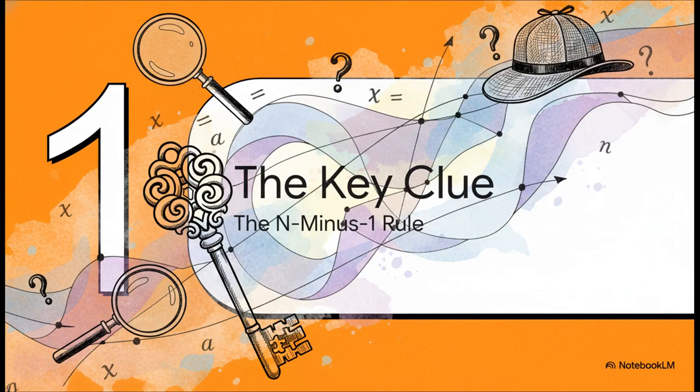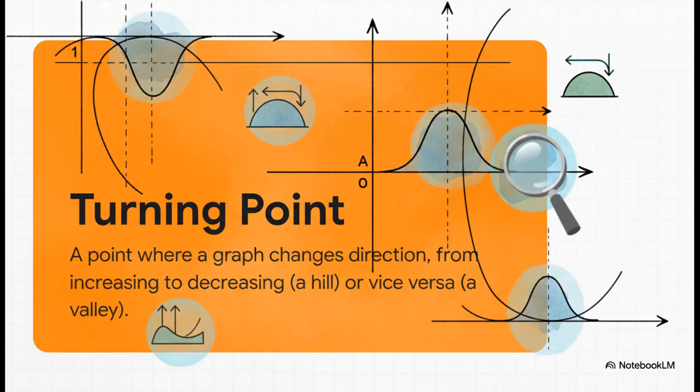Okay, let's dive right in. Every great detective needs that one key clue, that master key that unlocks the whole mystery. And for us, believe it or not, it's hidden right there in what's called the degree of the function. This one simple rule is going to be our master key. But first things first, we need to know what we're actually looking for.